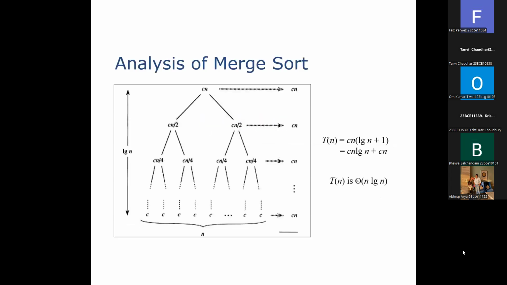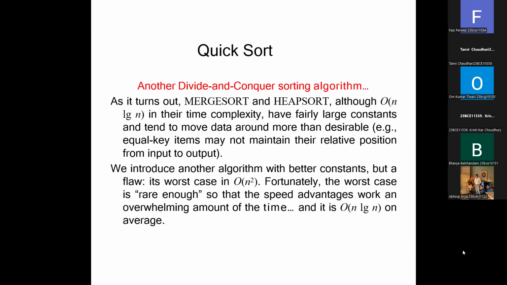In the same way, merge sort means we are merging and sorting, so we are calling it merge sort. In quick sort also we are using the divide and conquer sorting algorithm. As it turns out, merge sort and quick sort, although of order big O of n log n in time complexity, have fairly large constants and tend to move data around more than desirable. Equal key items may not maintain their relative position from input to output.